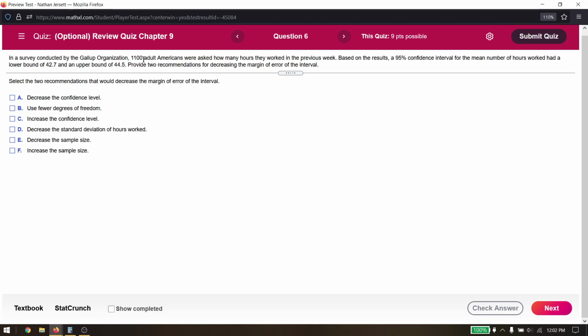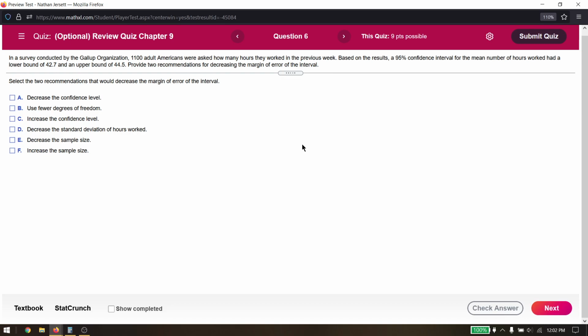Okay, survey of 1,100 adults, asked how many hours they worked in the previous week. 95% confidence means lower bound is 42.7, upper is 44.5. Okay, provide 2 recommendations for decreasing the margin of error.